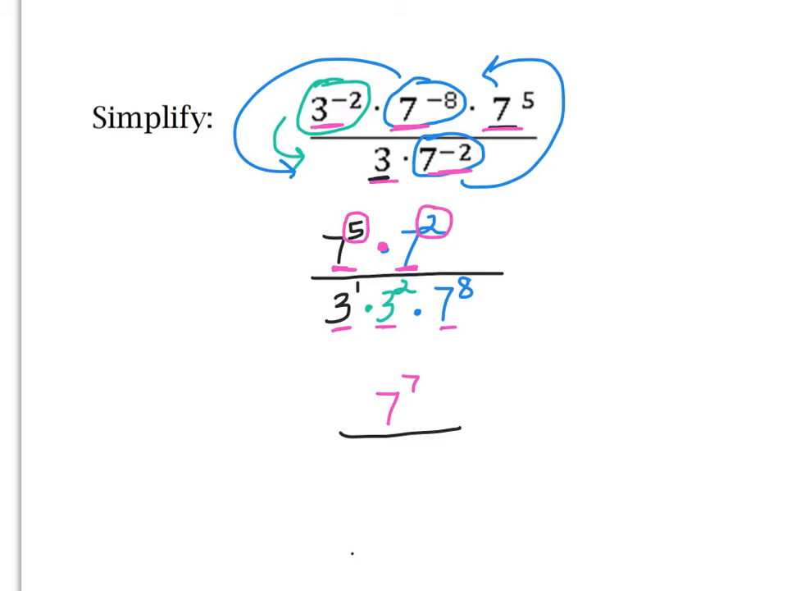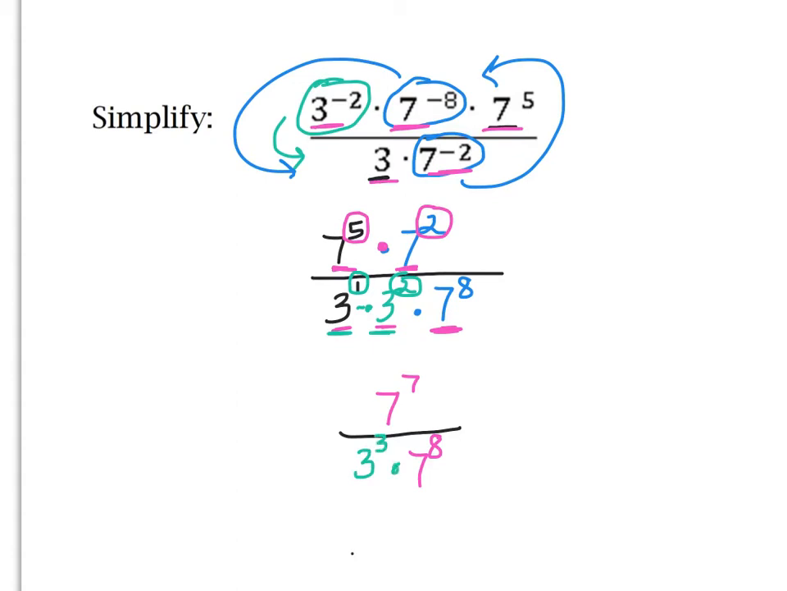Now, my denominator, I have different bases. I do have common bases of 3, but I have this 7 to the 8th power by itself. There's no other bases of 7 in the denominator, so I'm going to rewrite that as 7 to the 8th. I can't combine it with anything in the denominator. I do have 2 like bases of 3, and I'm multiplying. So again, when I'm multiplying with like bases, I add my exponents. So this is going to be 3 to the 3rd power.